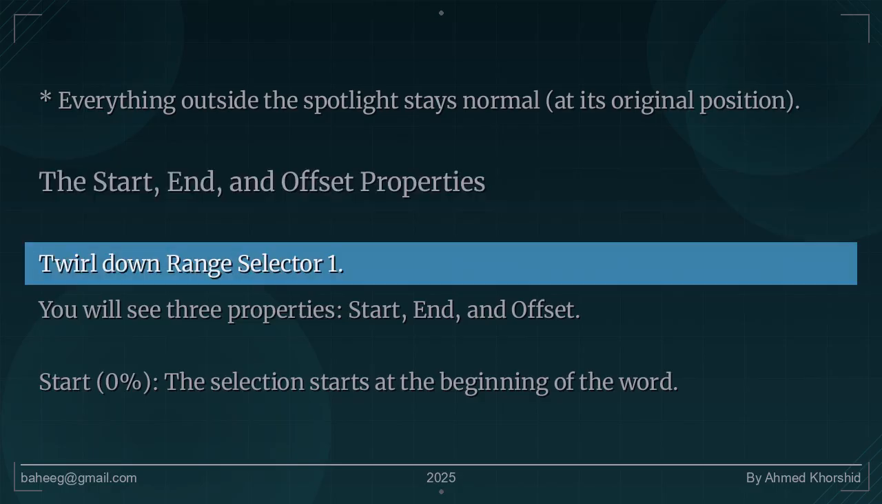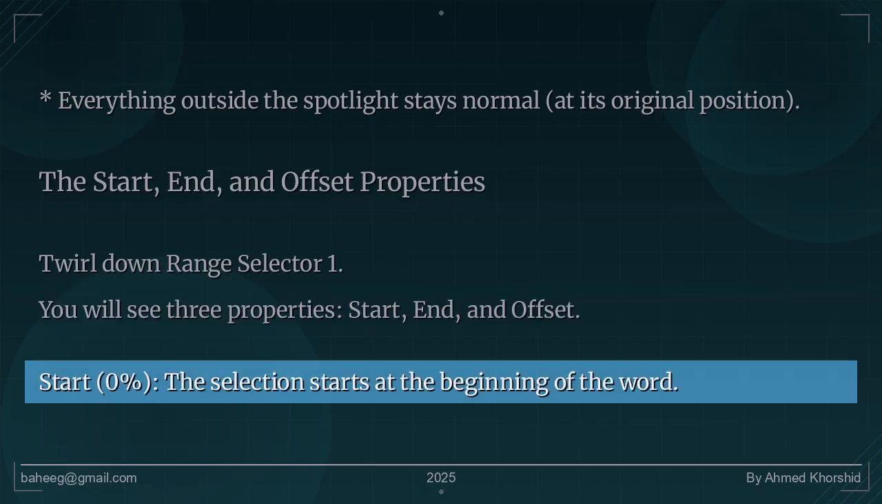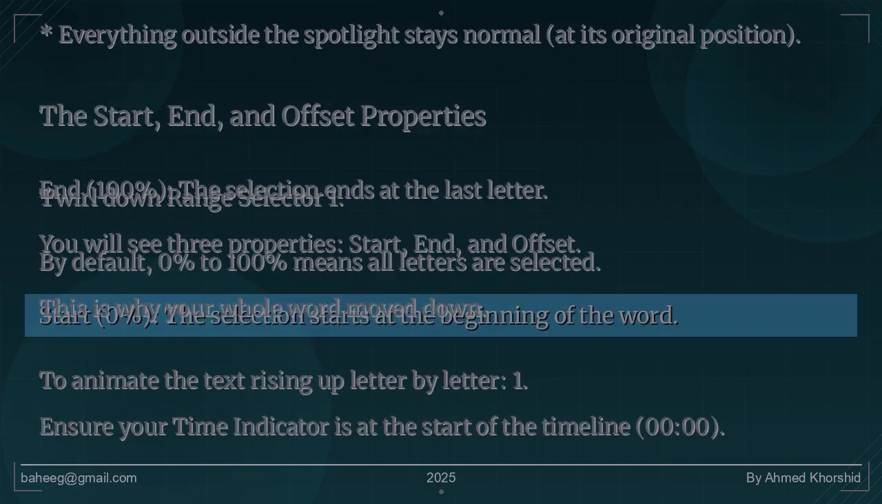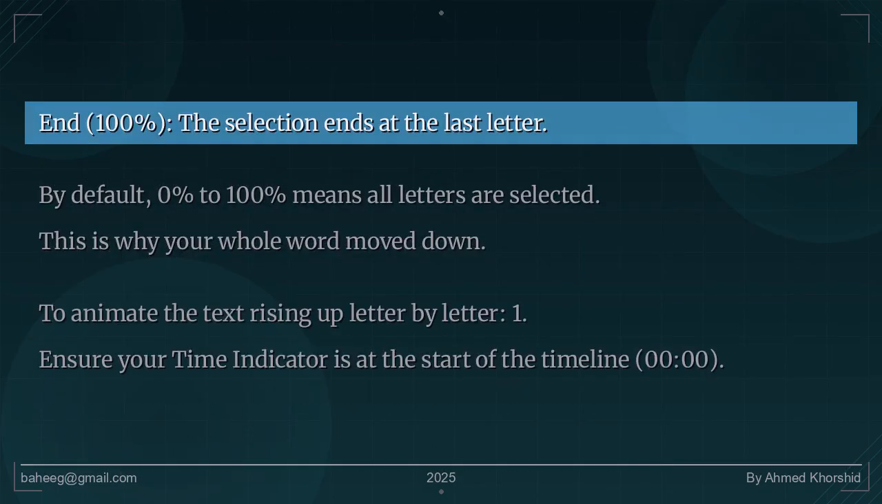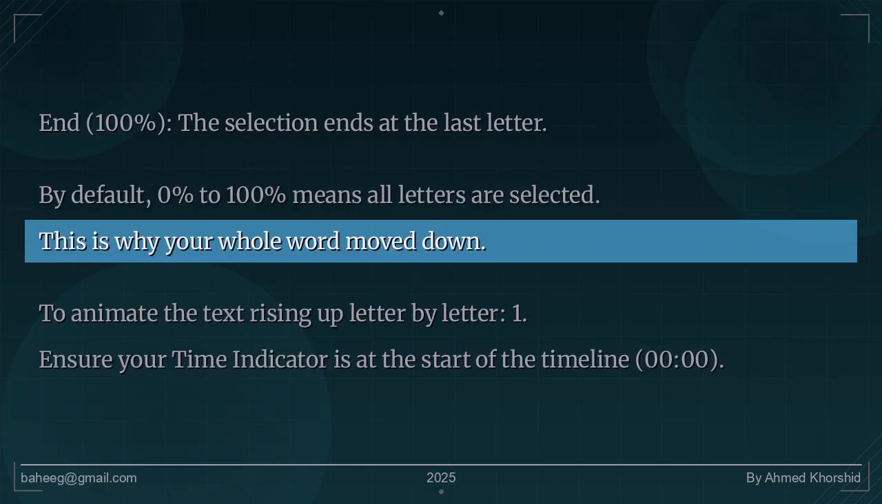Twirl down range selector 1. You will see three properties: start, end, and offset. Start, 0%, the selection starts at the beginning of the word. End, 100%, the selection ends at the last letter. By default, 0% to 100% means all letters are selected. This is why your whole word moved down.